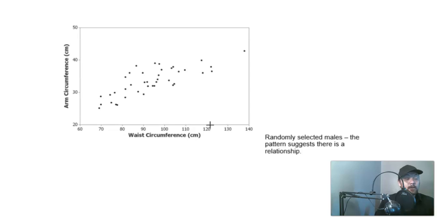And so you could make the prediction that if somebody has a waist circumference of 120 centimeters, it looks like their arm circumference would be somewhere in this range right here, between 37 and 40. Whereas if somebody has a waist circumference of 80, it looks like their arm circumference is going to be somewhere between 25 and 30, right? But it goes up. The bigger the waist circumference, the bigger the arm circumference seems to be.